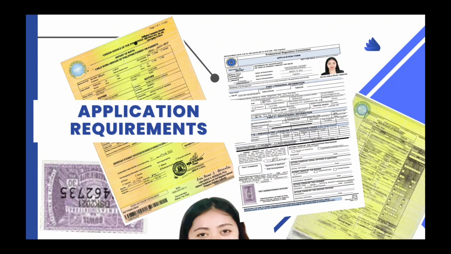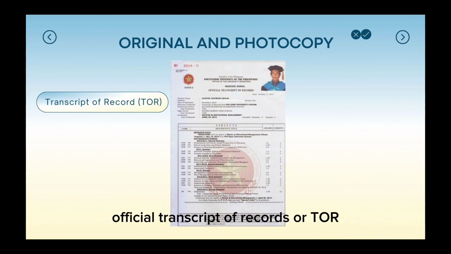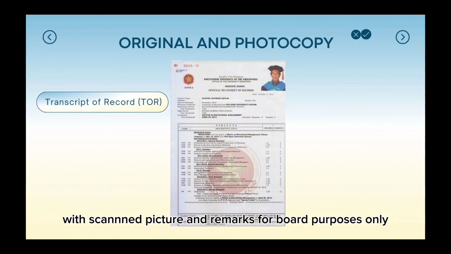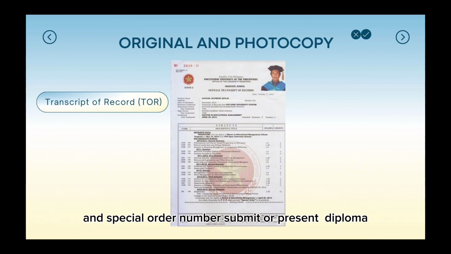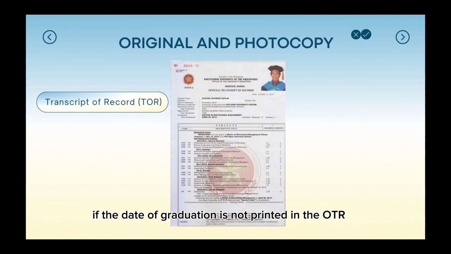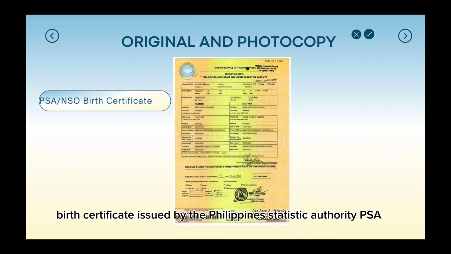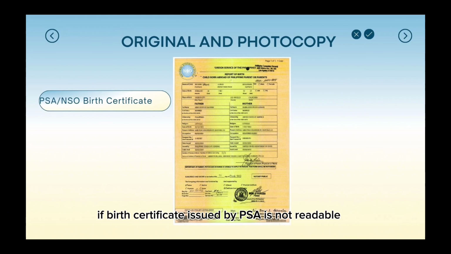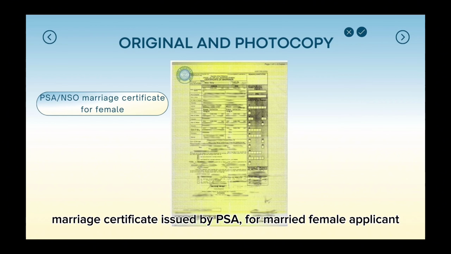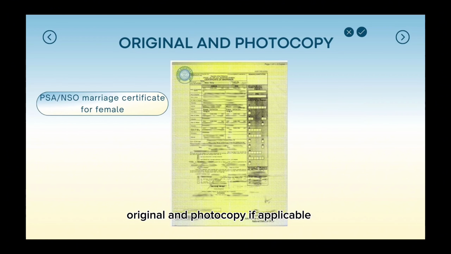Checklist of requirements: original and photocopy of official transcript of records TOR, with scanned picture and remarks for board purposes only. Bearing the exact date of graduation and special order number. Submit or present diploma if the date of graduation is not printed in the OTR. Birth certificate issued by the Philippine Statistics Authority PSA to present original copy and submit one photocopy. If birth certificate issued by PSA is not readable, submit birth certificate issued by the LCR. Marriage certificate issued by PSA, for married female applicant. Original and photocopy, if applicable.